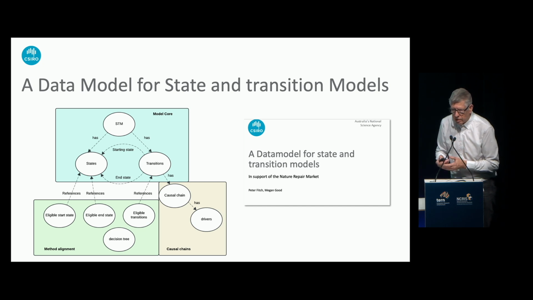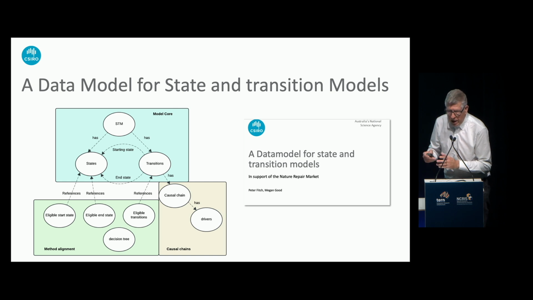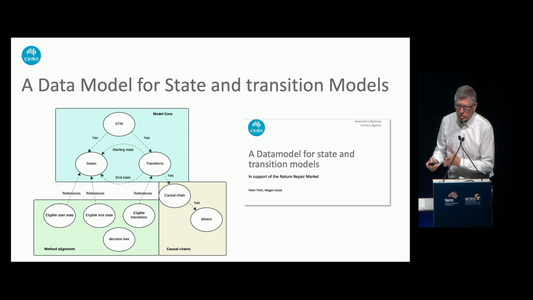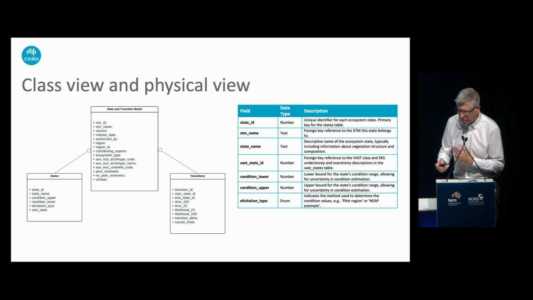So the model that we developed basically has three concepts. It's got a high-level concept we call the model core, which consists of a state and transition model metadata and the states and transitions themselves. The second part is a causal chain, which you can think about as a package of drivers. And lastly, some concepts around the method alignment for nature repair projects. We're in the process of preparing a technical report, and we're hoping that this is published very soon.